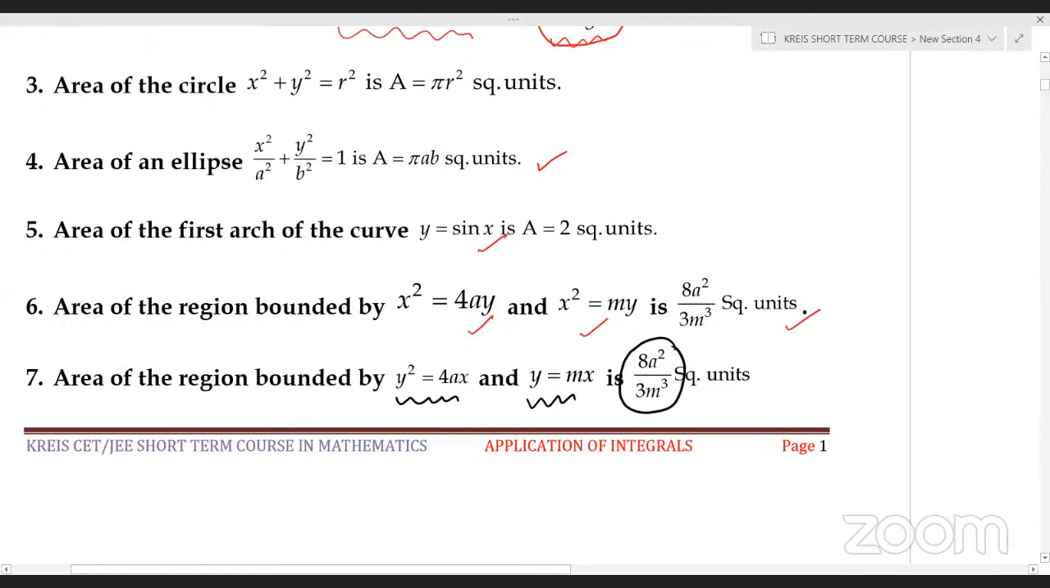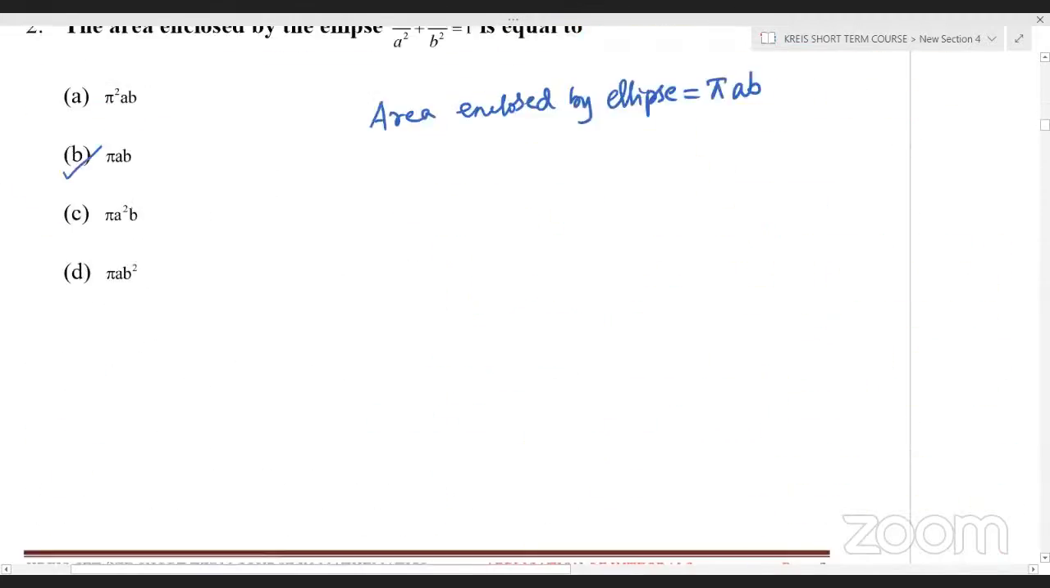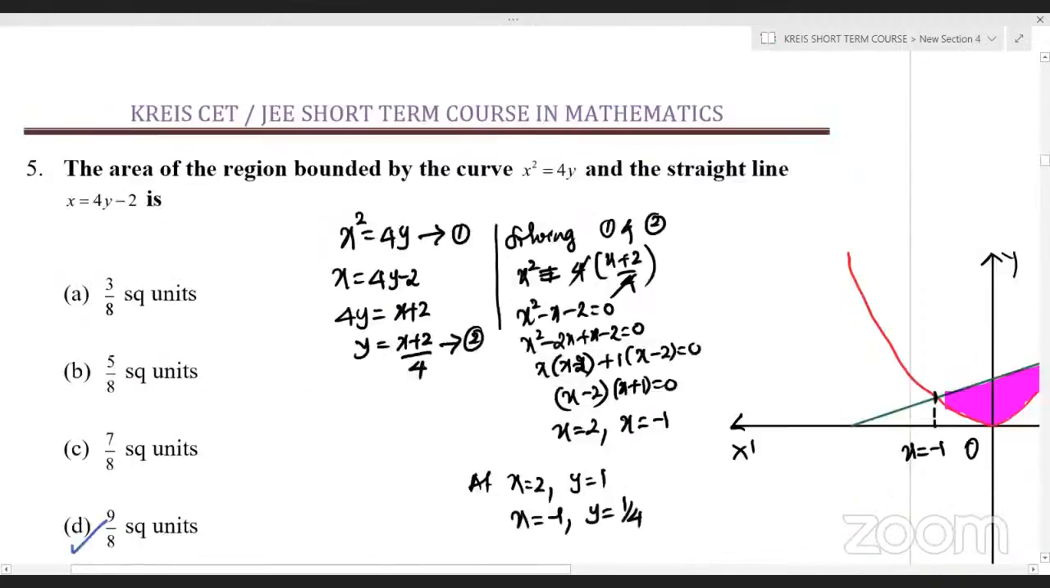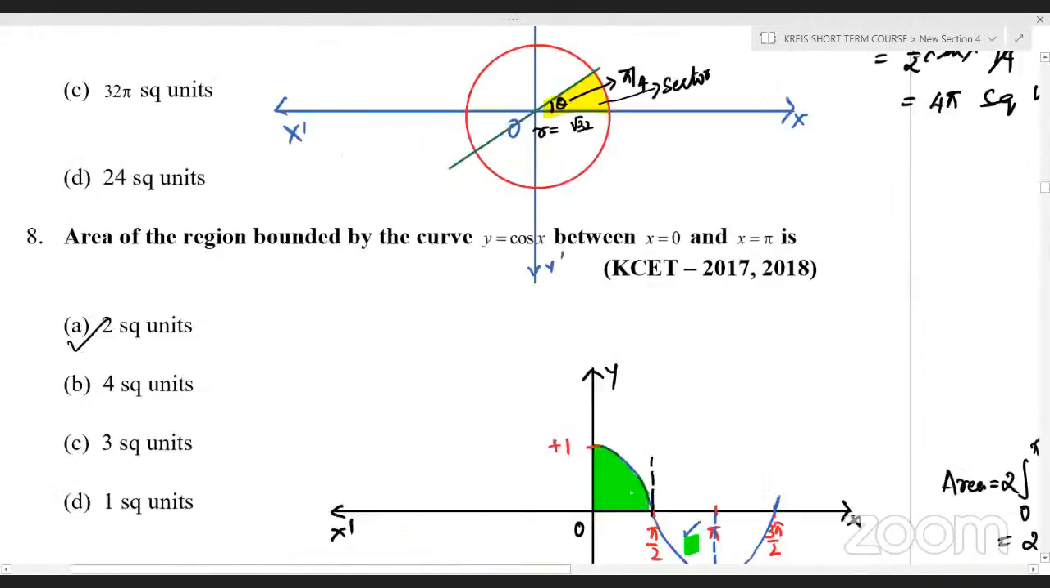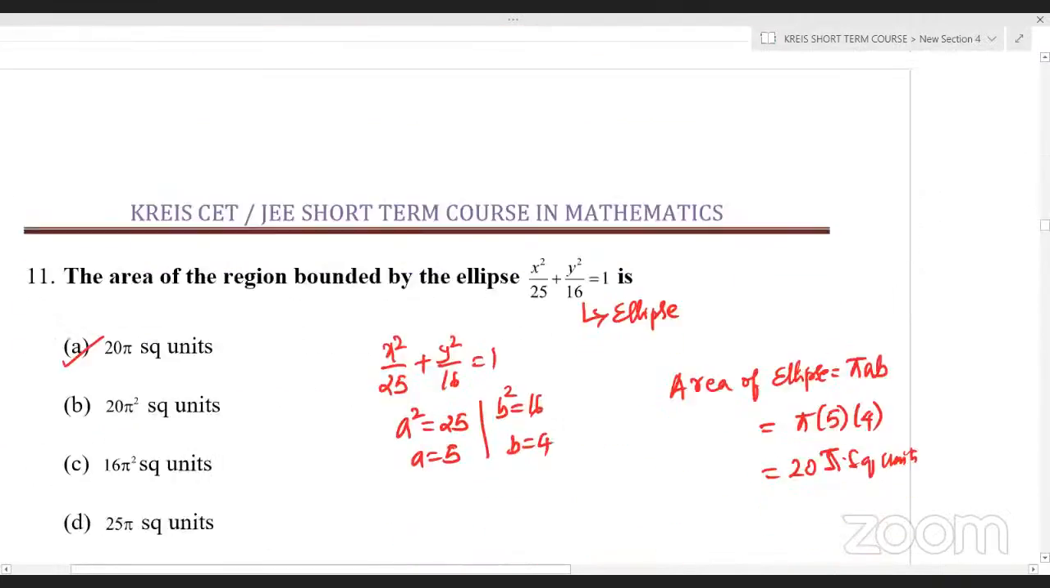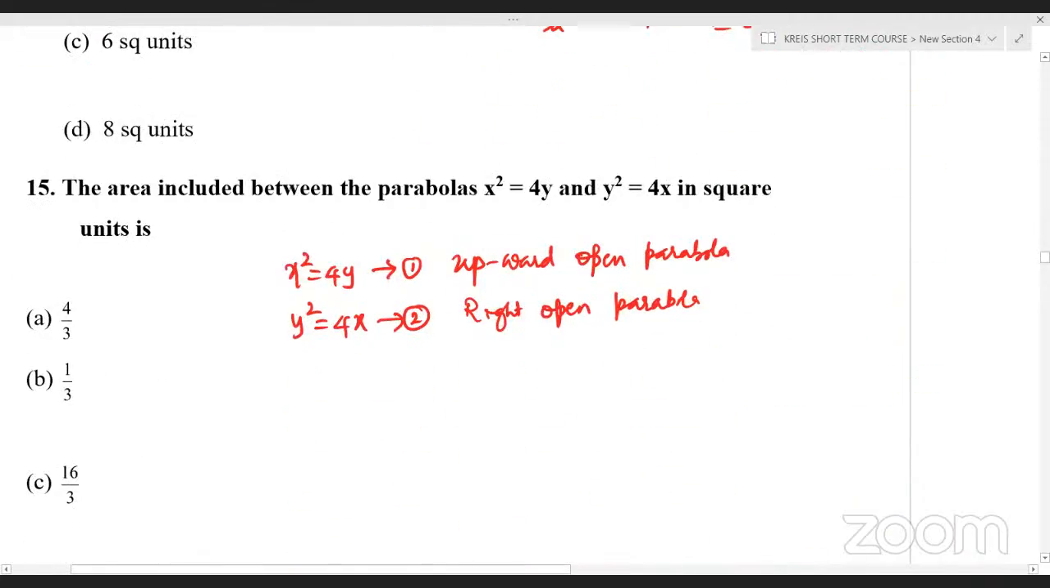It is two parabolas it should be. So let me come back to that afterwards. Area between two parabolas. So it is not given there. So I'll come back to that. But area between two parabolas x squared is equal to 4y and y squared is equal to 4x. So what is the required area? So you can make use of shortcut method as well.